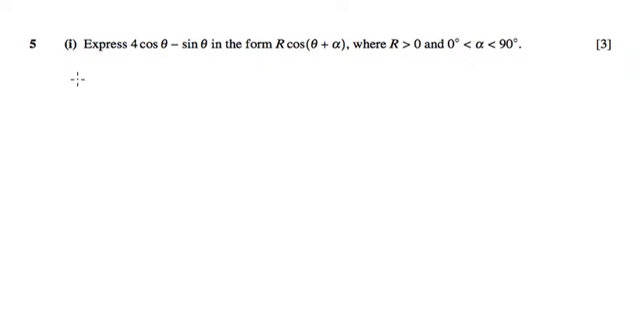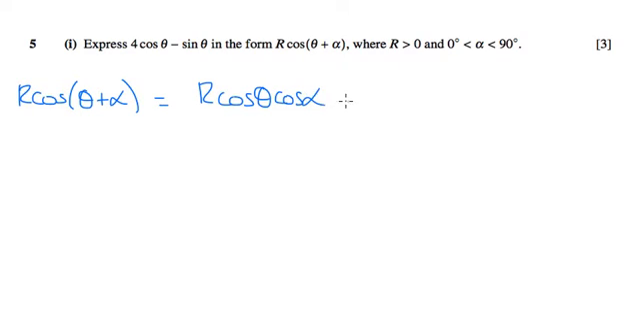Okay, 5 part 1 is one of those r sin(theta + alpha) questions. In this case it's an r cos(theta + alpha). So first job is writing the addition formula for r cos(theta + alpha), which is going to be r times cos theta cos alpha minus r times sine theta sine alpha. And that is going to be what we're going to write 4 cos theta minus sine theta as.